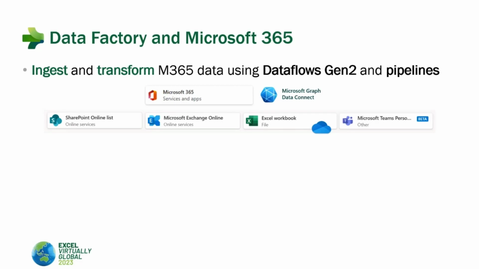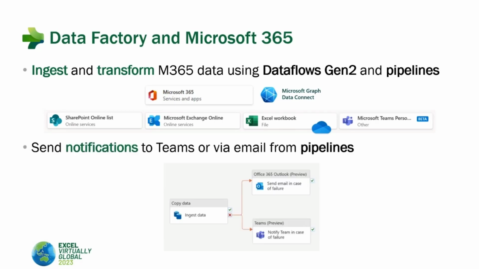But that's not all, because you can also use other ways of integration, because you actually use M365 applications for productivity, for example, for collaboration. So probably you will be tempted to also have some notifications sent from data pipelines, for example, ingesting your data to Fabric, because you would like to know when the pipeline fails, and that can be easily done with Teams and Office 365 Outlook activities in pipelines.